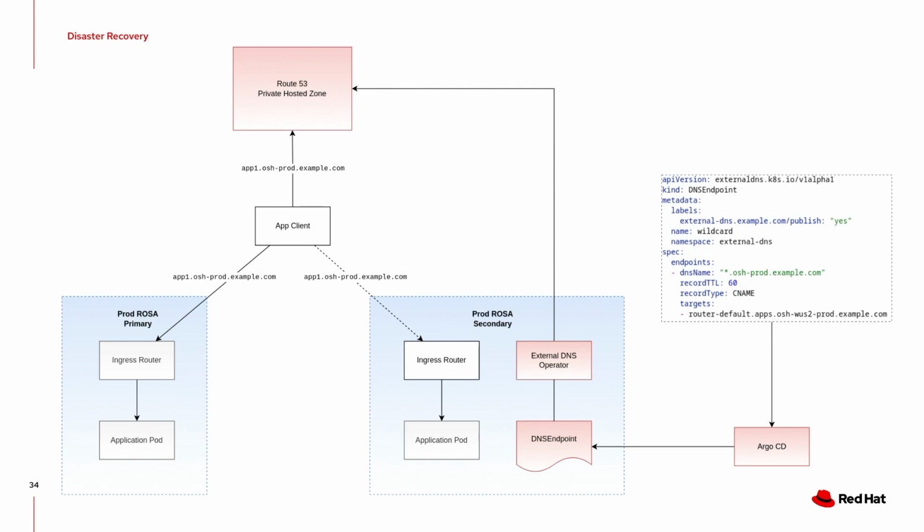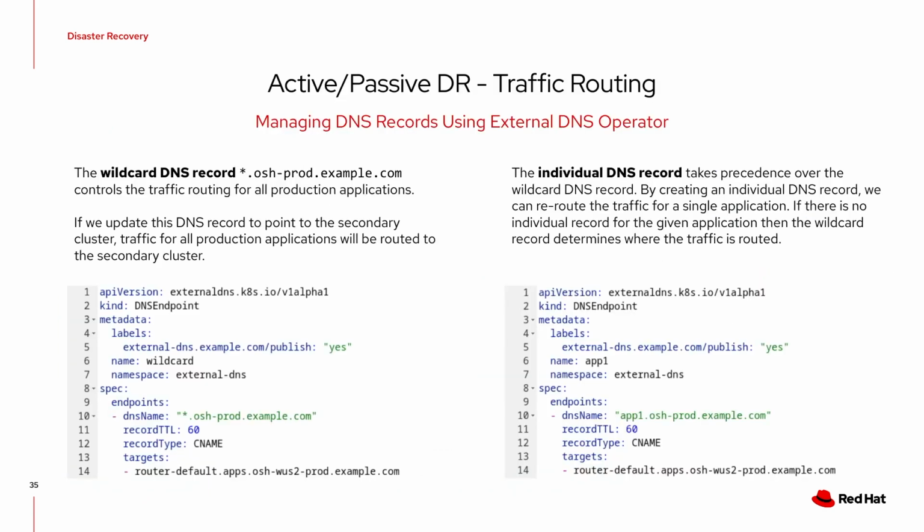If I go more into the detail of this picture here, then you have seen the wildcard record, which allows you to match multiple applications and reroute them all into the other region. But what we can also do is create an individual DNS record. That means that's a record which exactly matches just one application. And so just the traffic for this one application can be routed.